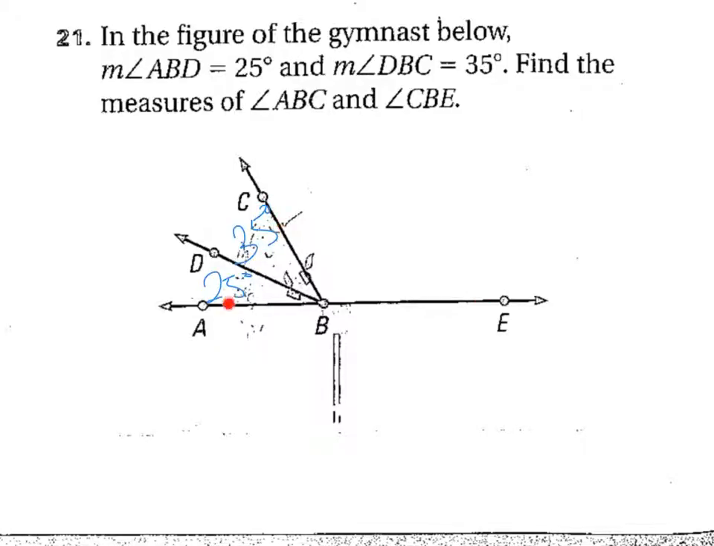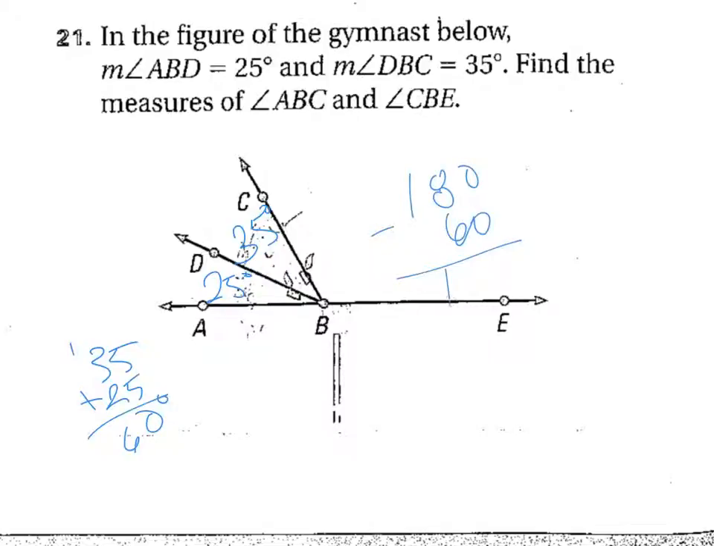Finding ABC is right here, that's not hard. All you got to do is add them together. So 35 plus 25, that's going to give you 60 degrees. And then to figure out CBE, you got to remember, if the whole thing is a straight line, folks, that's 180, right? So simply take your 180 and subtract the 60. That means this is going to be 120 degrees right here. Just use some common sense. Remember, straight angle is 180 degrees.